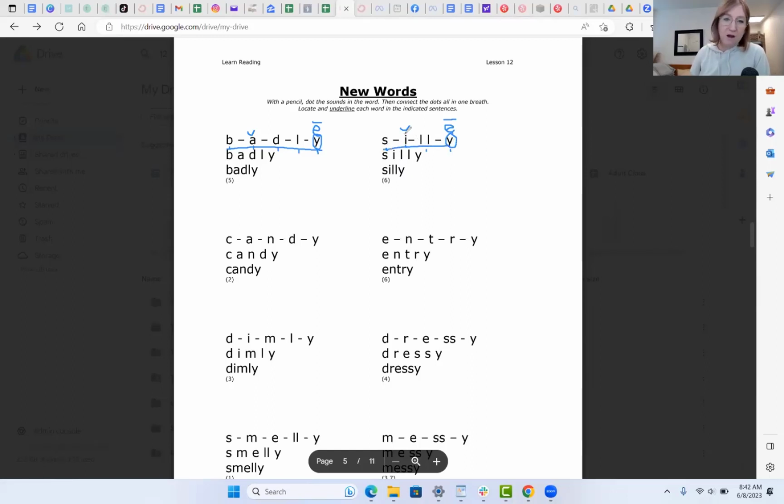Okay, so our sounds are, this I is going to say I because the next two letters are consonants. Y is at the end, usually making the long E sound. So the sounds are S, I, L, E, silly, silly. All right, you are doing great. Keep going.